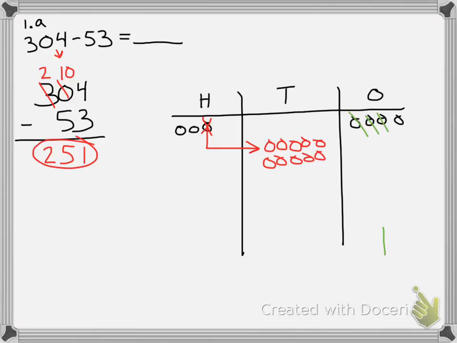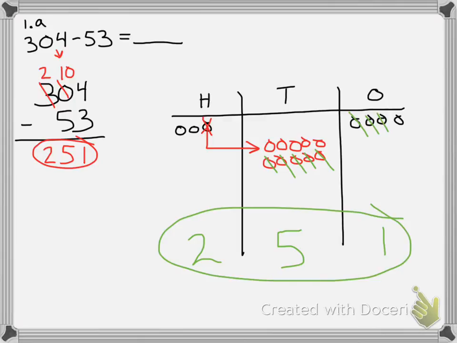And then I just need to subtract 5 from here. 1, 2, 3, 4, 5. Which leaves me with 5 and 2, so I get 251 right here, and so this kind of represents what that looks like.